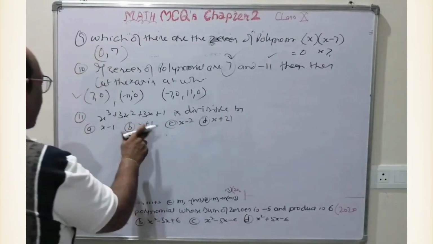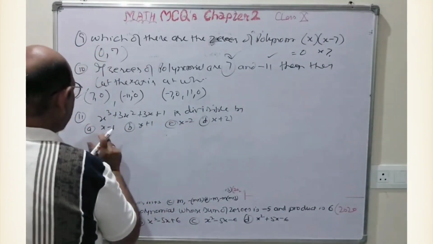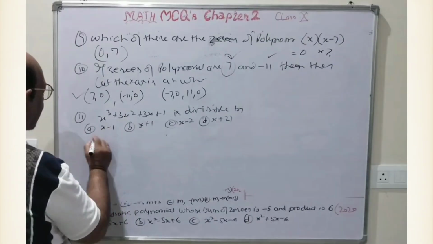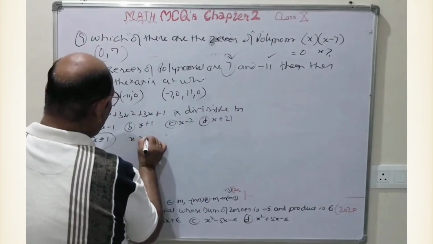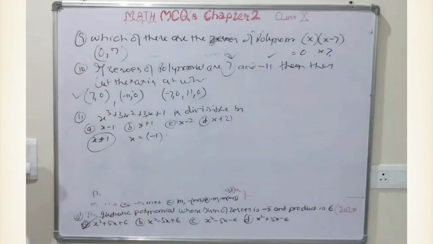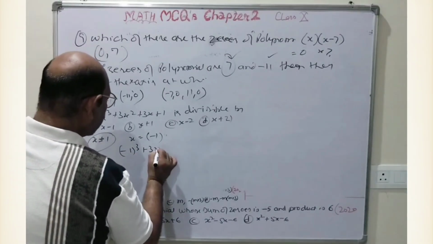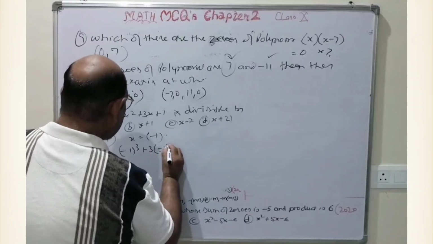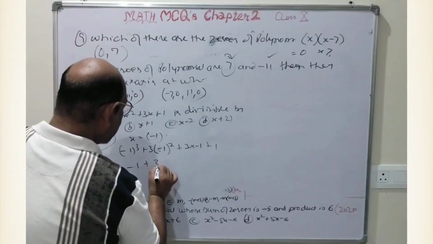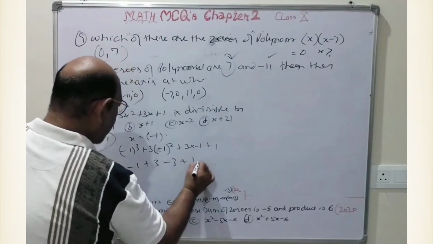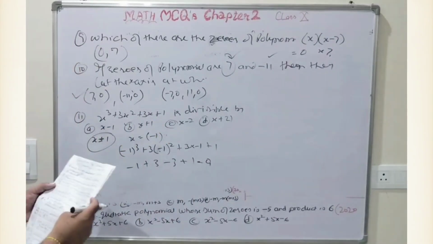अगर हम इसमें इनमें से कोई भी वैल्यू रखेंगे, अगर 0 आ जाती है तो वो उसका फैक्टर होगा। तो x माइनस 1 में x की वैल्यू होगी 1, ठीक है, और x प्लस 1 में x की वैल्यू होगी -1। तो हमें इससे पता चल रहा है अगर हम x की वैल्यू -1 रखेंगे तो -1 plus 3 minus 3 plus 1, it comes out to 0. So the correct option is x plus 1.